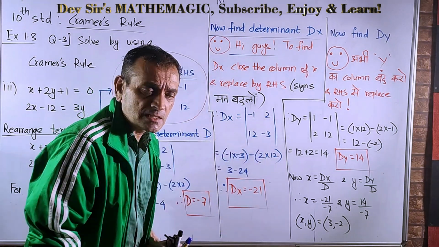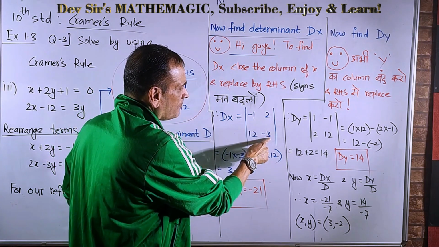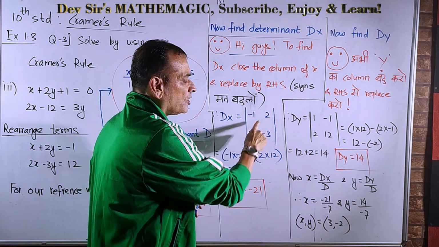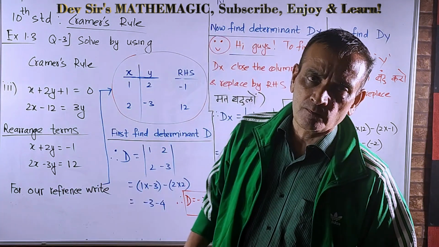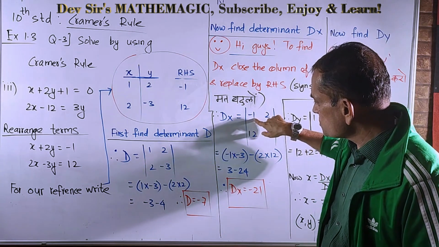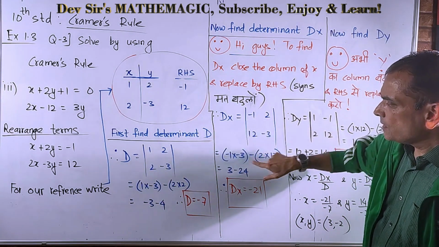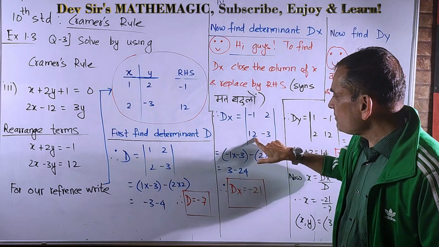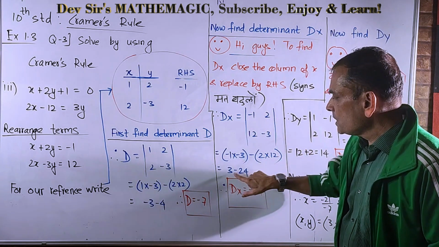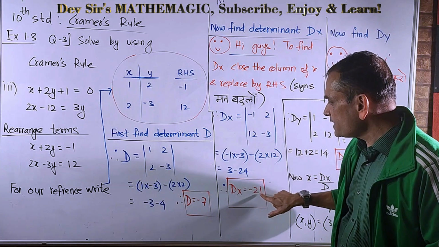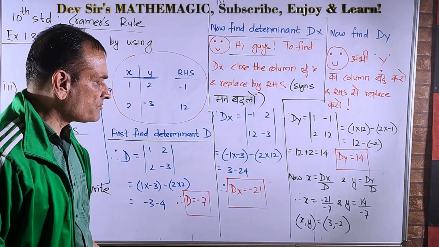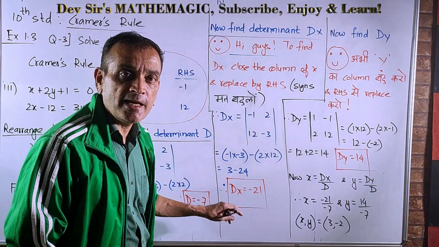Now expand this. -1 into -3 minus 2 into 12 or 12 into 2. कैसे भी करो. But diagonal this should be taken first. -1 into -3 is 3. 12 into 2 is 24. 3 minus 24 is -21. So dx is -21. It is read as dx.